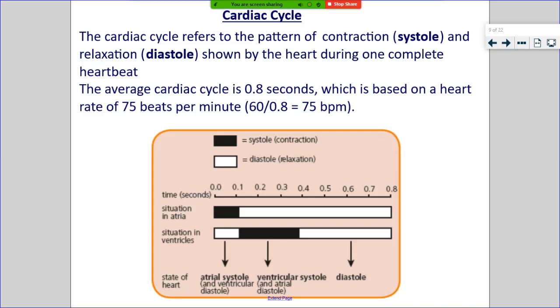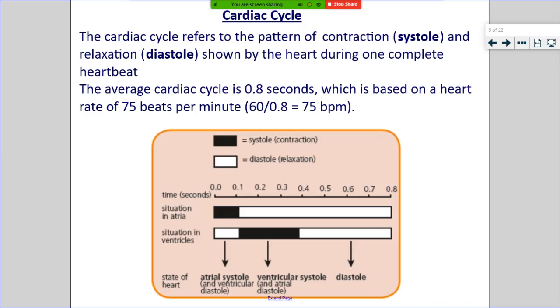So there are three main stages that we're going to look at. There's 0 to 0.1, which is described as atrial systole. There's 0.1 seconds to 0.4 seconds, which is described as ventricular systole. And then there's 0.4 to 0.8 seconds, and that's described as diastole. So we're going to have a look in a little bit more detail at each of these three stages.